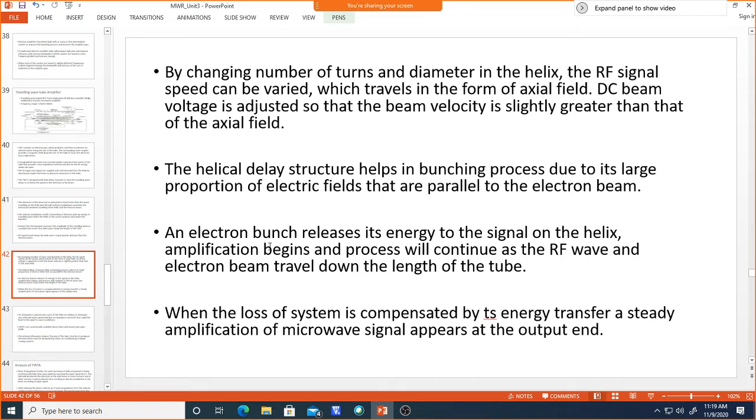Now when the electron bunch releases its energy to the signal on the helix, the amplification begins, and the process will continue till the RF wave reaches the RF output collector or the coupler. This RF wave and electron beam travel down the length of the tube. When the loss of the system is compensated by the energy transfer, a steady amplification of the microwave signal appears at the output.